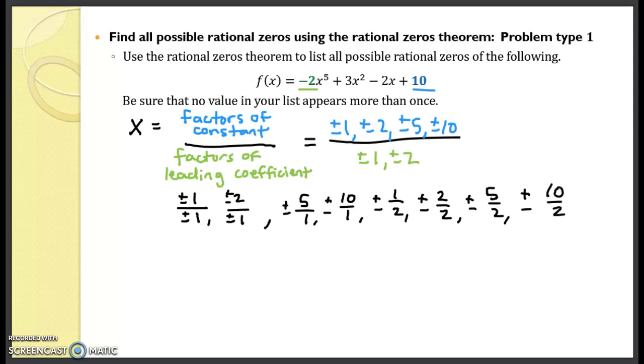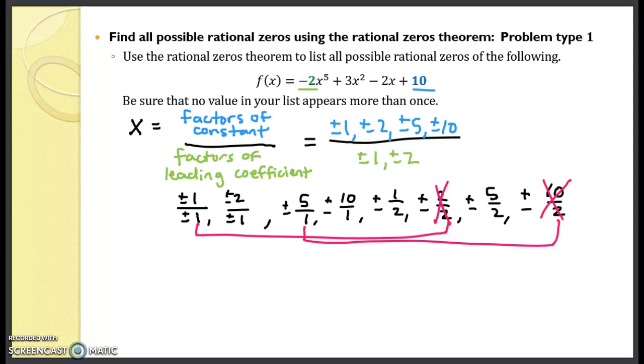But we have to be careful because it says be sure no value appears in your list more than once. So the plus or minus 1 over 1 is the same thing as plus or minus 2 over 2, so we're going to take that one out. The plus or minus 5 over 1 is the same thing as plus or minus 10 over 2, so we're going to take that one out. We're going to do the most simplified ones.